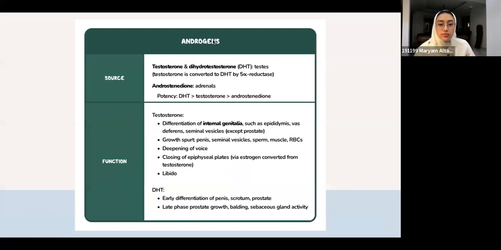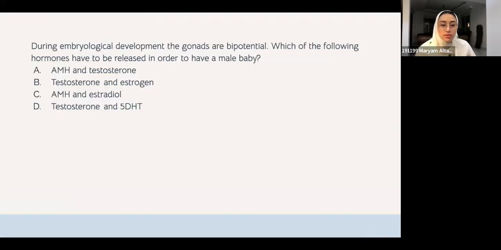Okay, so the main source of androgens. So you have testosterone, dihydrotestosterone, and androstenedione as well, produced by the adrenals. So remember, your testosterone is important for your differentiation of your internal genitalia, such as epididymis, vas deferens, seminal vesicles, except the prostate. And it's also responsible for the secondary sexual characteristics in males. Your dihydrotestosterone is important for your early differentiation of the penis, scrotum, prostate, okay? And other stuff as well. So let's talk about this.